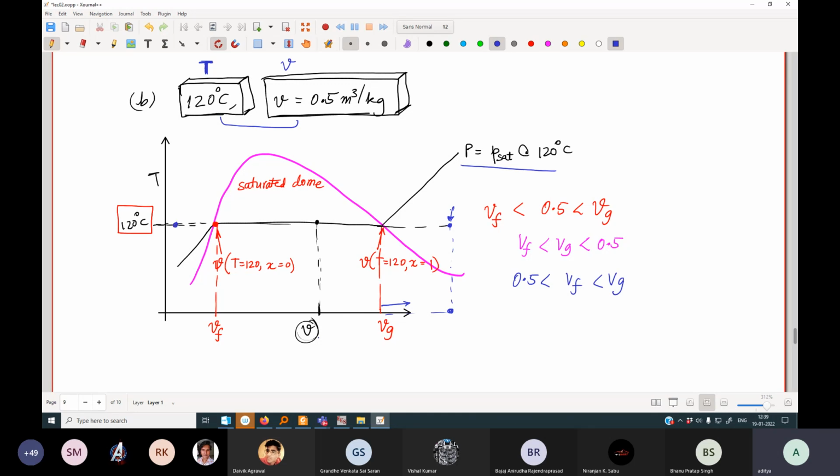But look, this is 0.5. We know that this intuition you should also have. You know that all the points on this curve will have a V something like 10 to the power minus 3 meter cube per kg. Why is that? Why is this true?